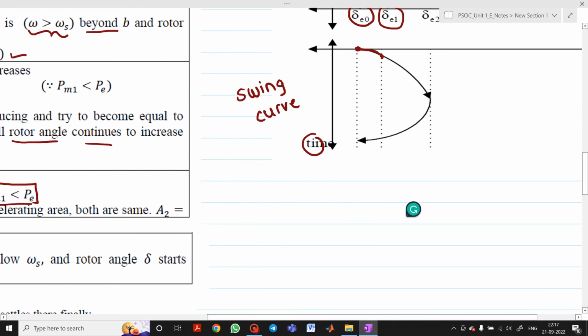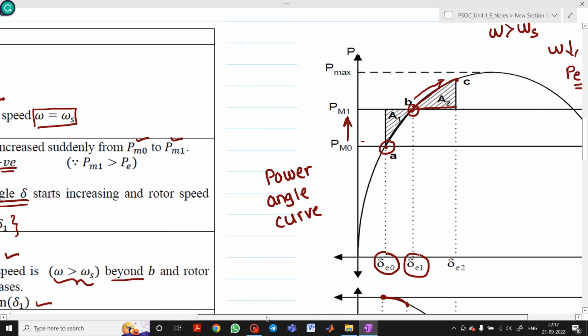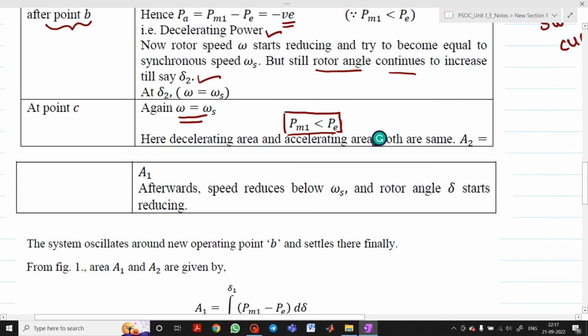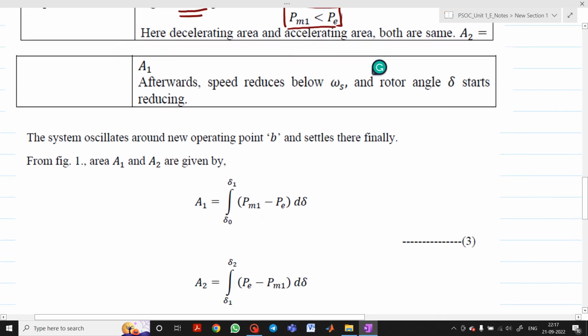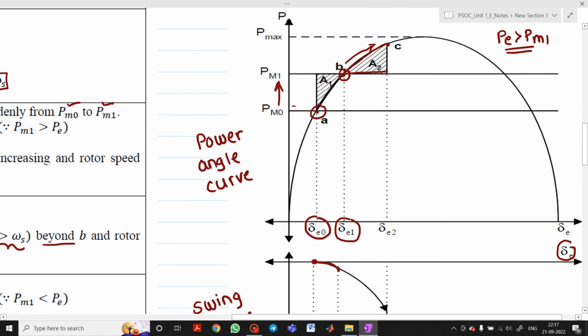If you take this region, then what you observe? Here area A1 and area A2 will be exactly equal. Area A1 is called the accelerating area. Area A2 is called the deaccelerating area. Now based on whatever diagram we have drawn, we will write the equation for area A1 and area A2. Now please see it carefully here. I will open that diagram again.